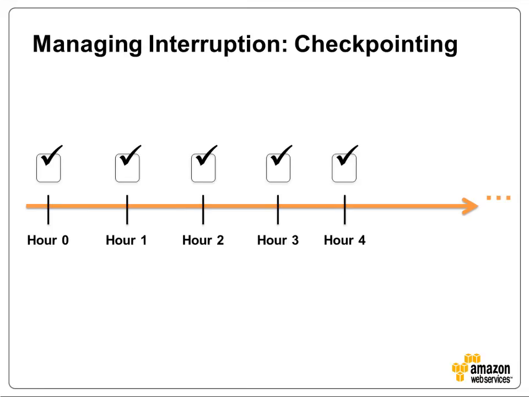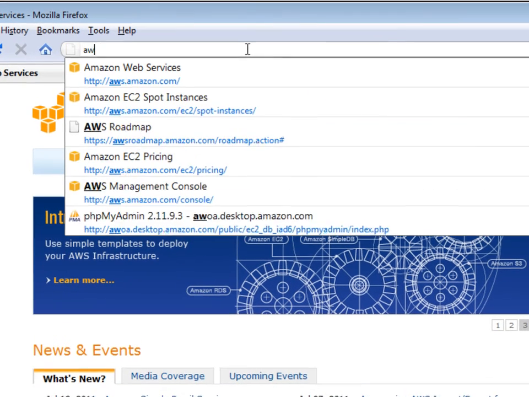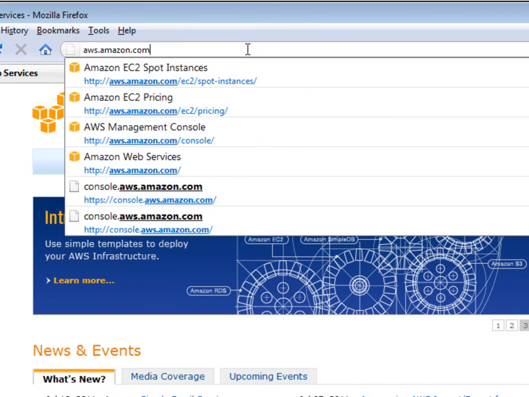Since we don't charge you for the last hour if we interrupt your instance, the cost to you is roughly the same. This concludes my brief overview of how some Spot customers manage interruption.